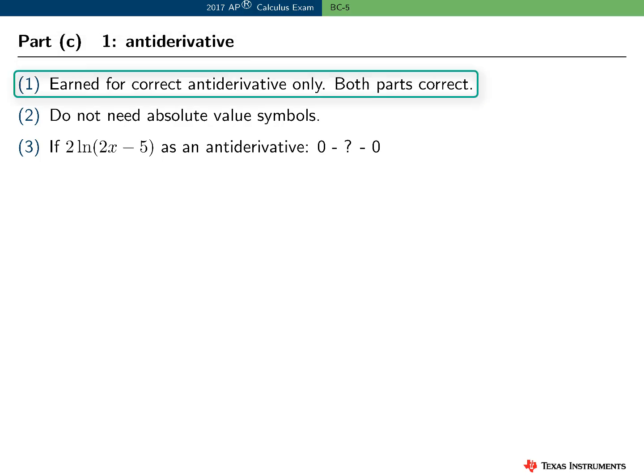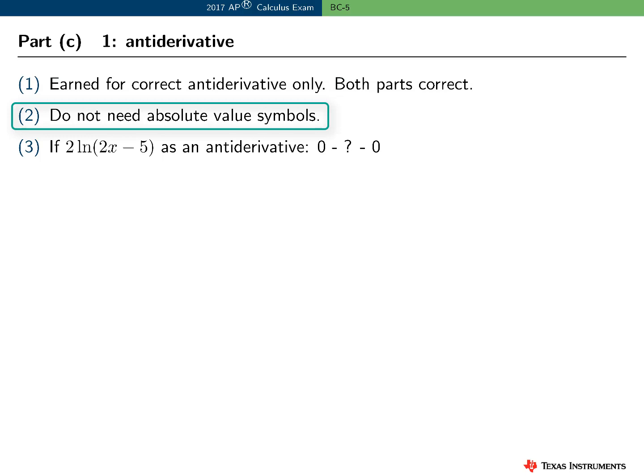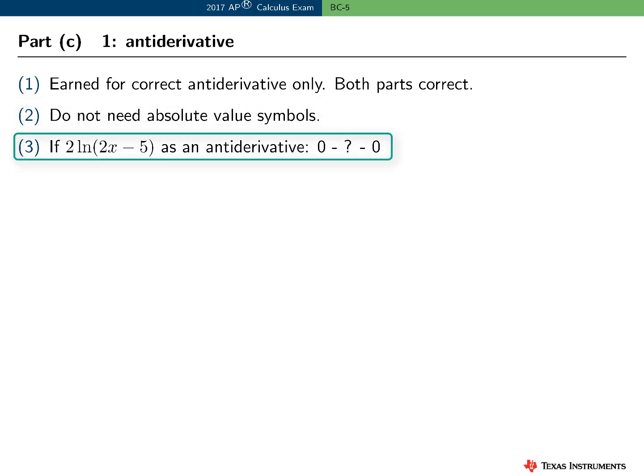The first point in Part C was for the correct antiderivative. This point was earned for the correct antiderivative only, and both parts must be correct. The absolute value symbols are not necessary here. They can be present, but they aren't necessary since x is greater than or equal to 5. And if the student incorrectly reported the first part of the antiderivative as 2 times the log of 2x minus 5, they did not earn the first point. They are eligible for the second point, and they cannot earn the third point.